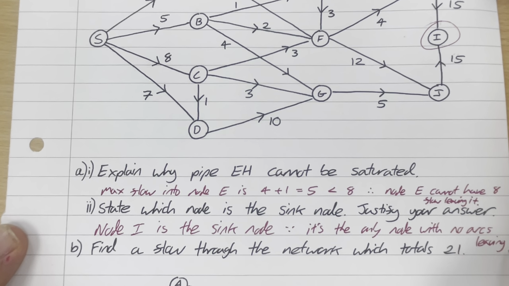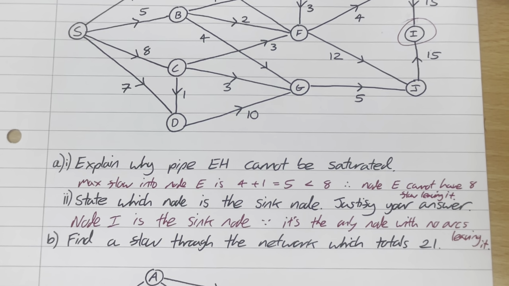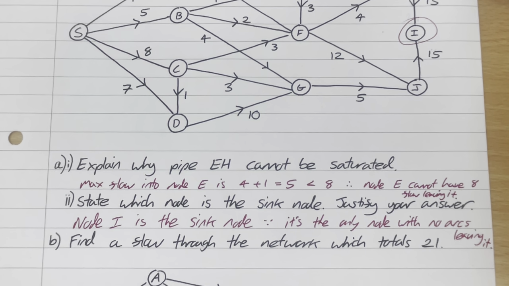Again, I've run out of room there. Okay, but that's enough for justification for that. Node I is a sink node, says my answer, and my justification, because it's the only node with no arcs leaving it. Okay, part B, find a flow through the network which totals 21.